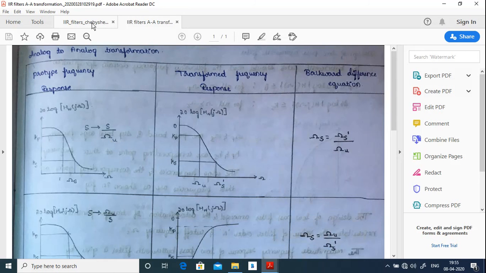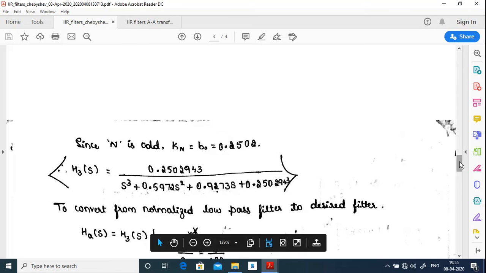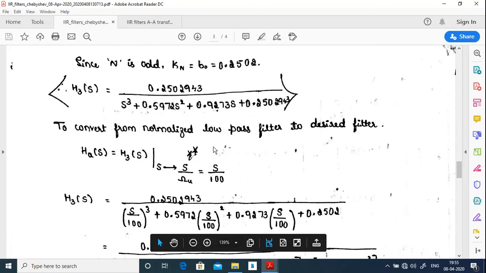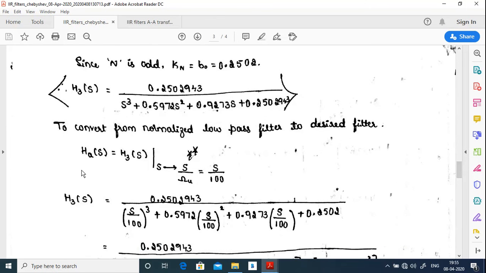Okay. So if you want to get the desired filter, that is if I want to get H of S, then in this expression for H3 of S, in this transfer function, S has to be replaced by S by omega u. What's the value of omega u? If you recollect, as per the equation, omega u or omega p is equal to 100 radians per second. So what is the meaning of this? In this equation, S has to be replaced by S by 100. So I'm going to do the same.